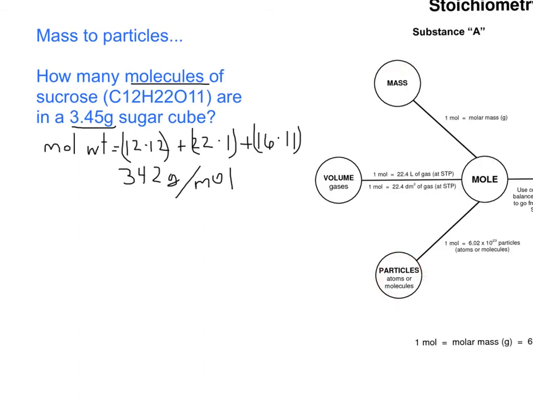So you can see there's no direct flight on the islands here from mass to particles. So we're going to have to go through the moles and then to the particles. So that's our strategy. We're going to go from mass to moles, then from moles to particles. So here we go.